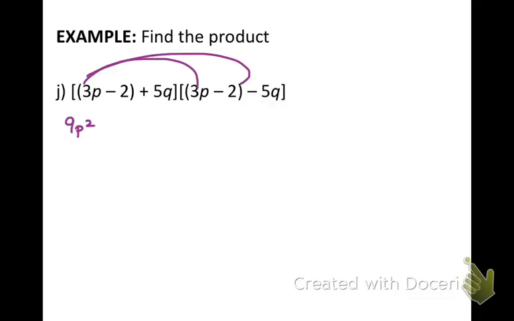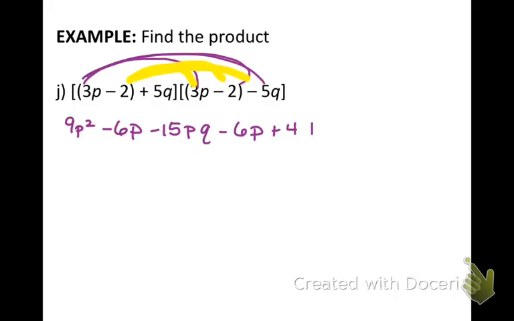I got too happy with my rainbow. Negative 6p. And then 3p minus 5q would be negative 15pq. Now let's take that negative 2 to everything. So negative 2 times 3p would be negative 6p. Negative 2 times negative 2 would be plus 4. Negative 2 times negative 5q would be plus 10q.